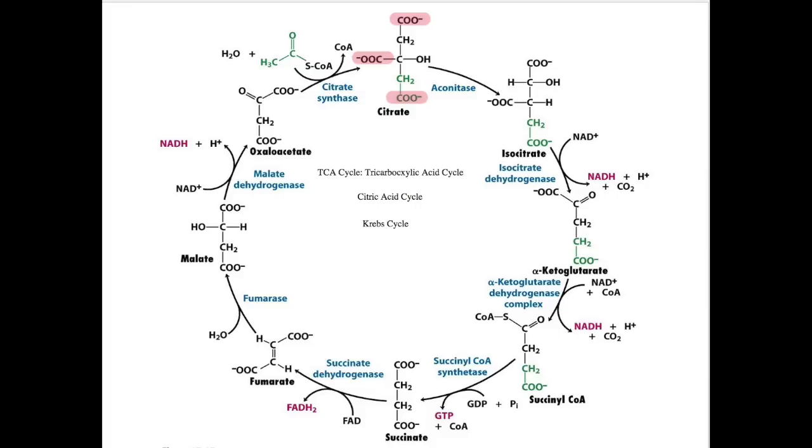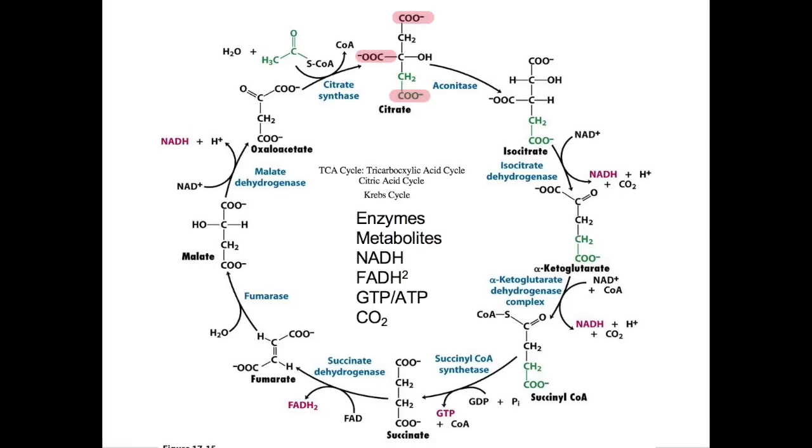Now, in looking at this, it is important that you know the names of the enzymes and the metabolites that they form. It is also important that you know where NADH, FADH2, carbon dioxide, and GTP are made. As we go further on into this lecture, you're going to see that many of the intermediates in this cycle can be used for other things besides just the production of energy. And it's important that you know those as well.